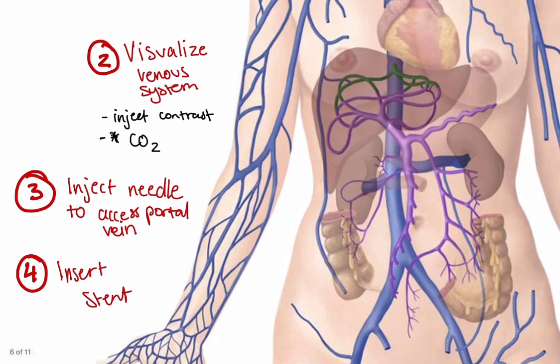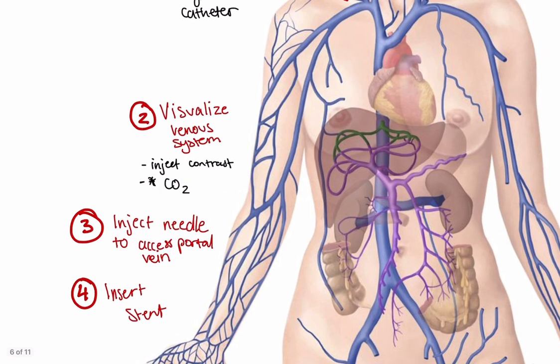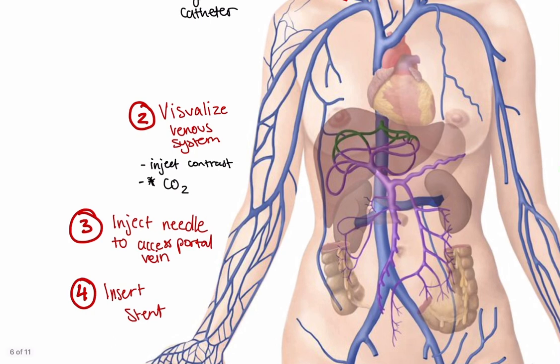A needle is then inserted via the catheter to the area of the hepatic vein. It's used to puncture the parenchyma and ultimately enter the portal system, where a stent is then inserted to maintain a patent passageway for blood to flow.